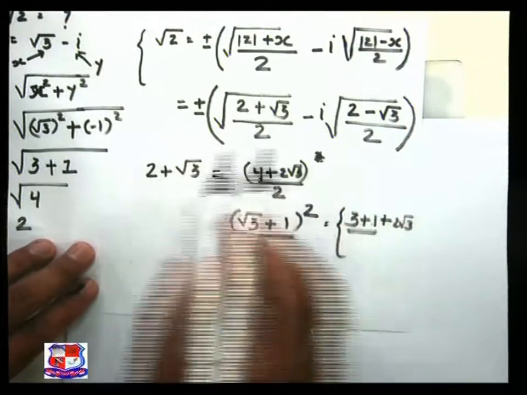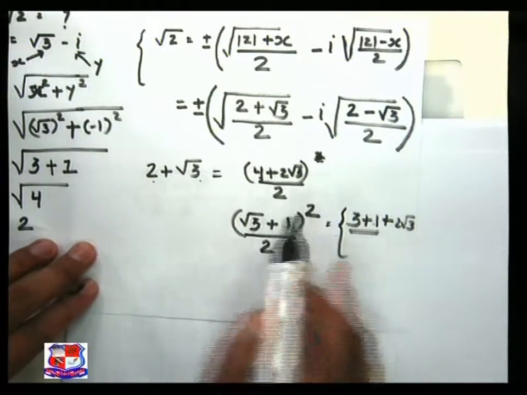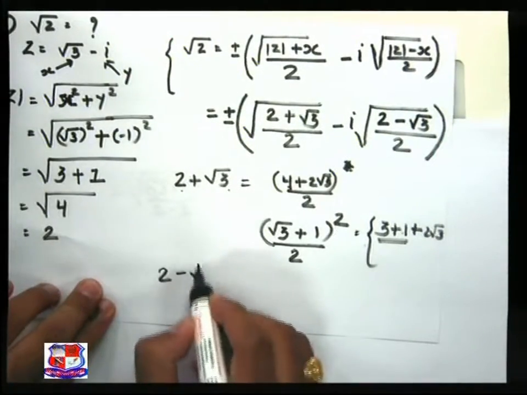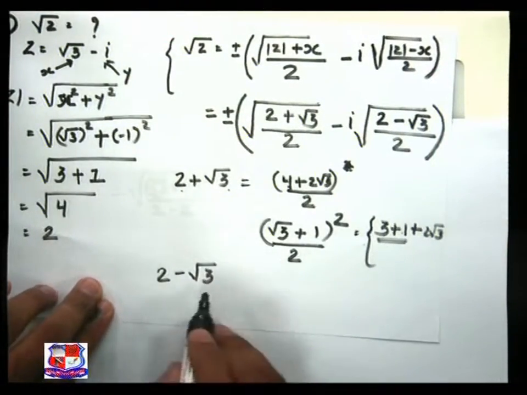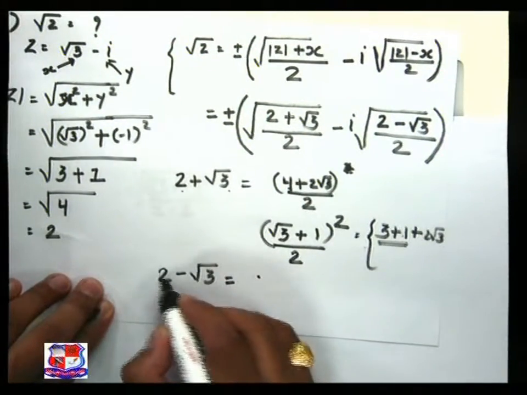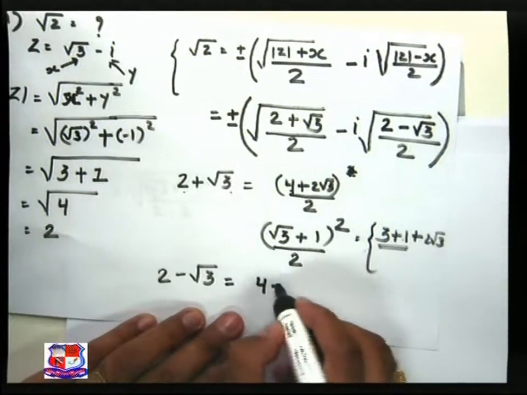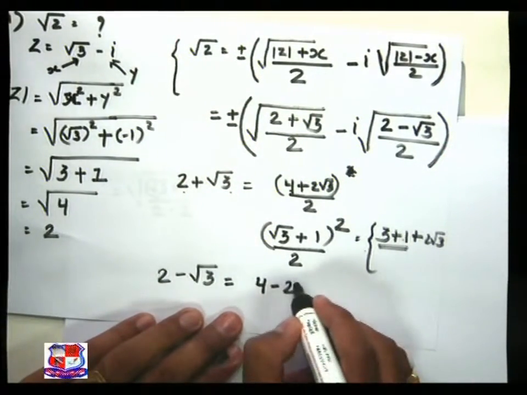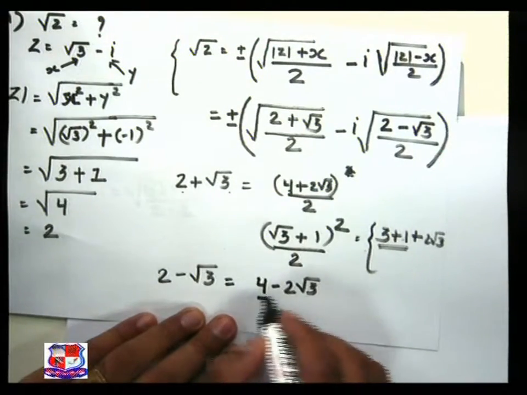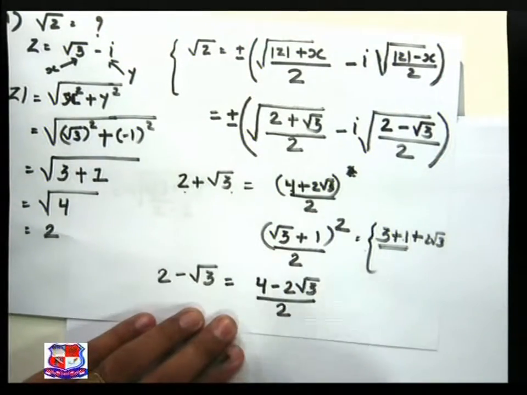So in this way, 2 plus under root 3 becomes (under root 3 plus 1) square. So 2 minus under root 3, we can convert it: divide and multiply by 2 on both sides, that becomes 4, again multiply by 2, that is 2 under root 3, and again divide by 2. So both the terms become the same.